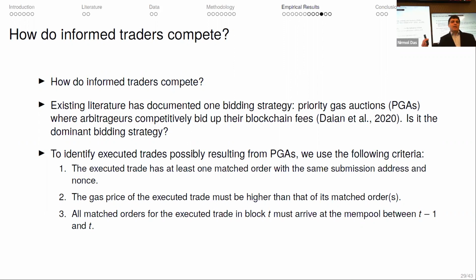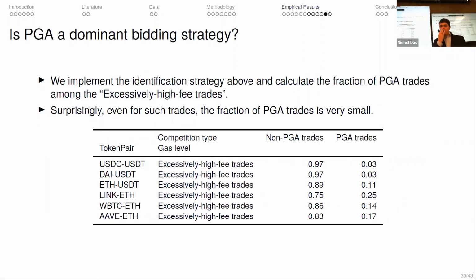And we have identified these trades which can result from priority gas auctions, because everything is publicly observable. You can see, for example, if a trade has been revised. You observe the nonce of the transaction, and you see if there has been a higher fee bid between the previous block and the current block. If there is a lot of revision of the order, that is a sign that there is competition between different traders.